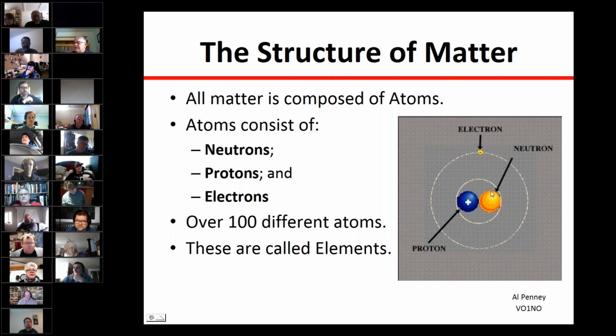Anyway, the protons and neutrons are about 1,800 times bigger than an electron, and this is not really to scale. Most of the area, most of the volume of an atom is actually empty space.